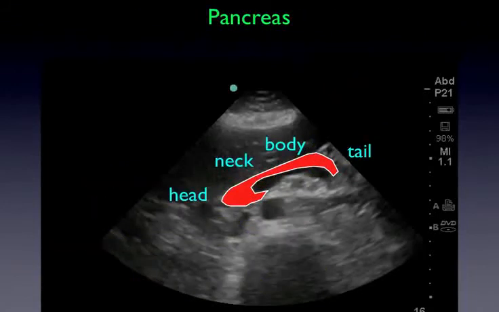The head, neck, body, and tail. The head is above the IVC. The neck typically above the aorta. The body tends to course above the splenic vein, and the tail is frequently difficult to see as it fades in towards the spleen. Right on top of the body is the stomach, and right next to the head to the right is the duodenum. But the landmark of the splenic vein coursing across the SMA is the money shot for finding the pancreas.